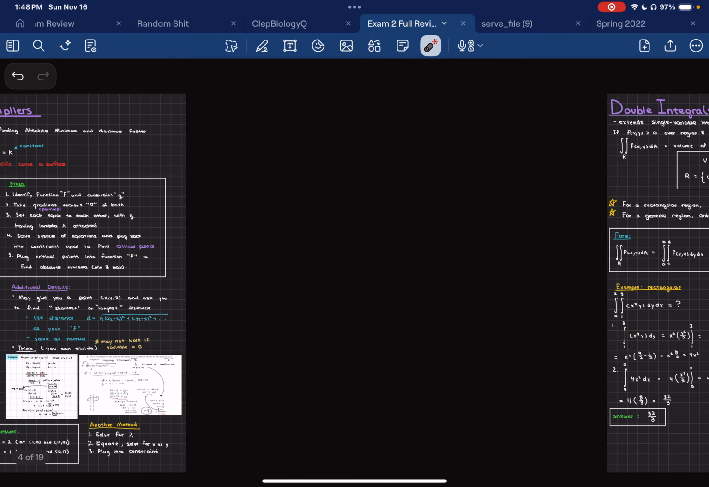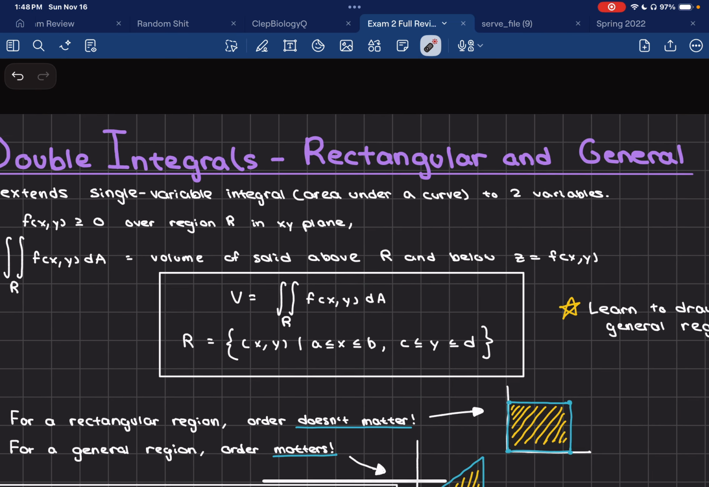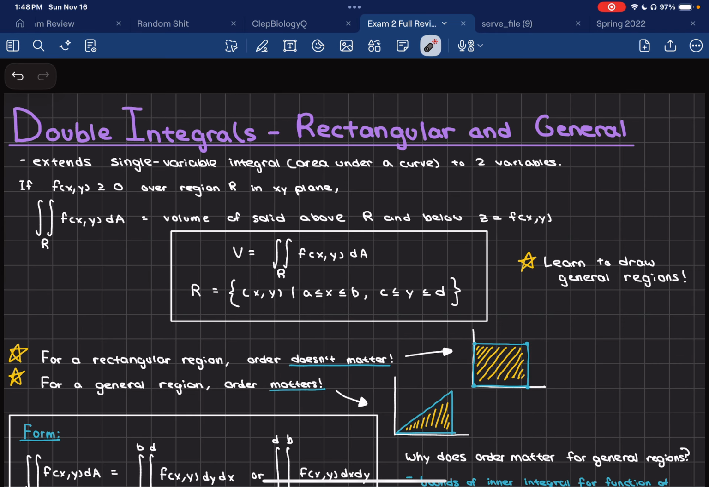We're going to move on to double integrals, rectangular and general. Sorry, if I ever pause, it's because I'm probably taking a drink of my Monster. It's orange flavored.